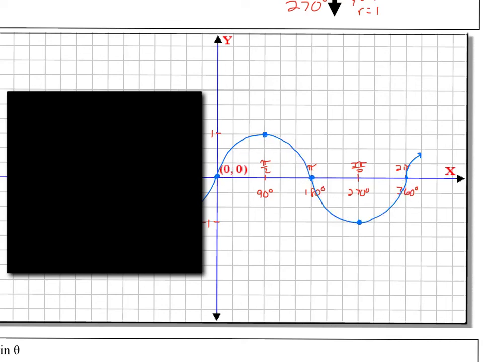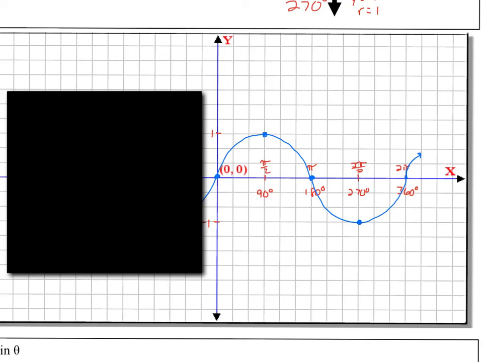If I take the ordered pairs that I had above up here in my notes, sine of 0 degrees is 0. So at 0 I put a dot on 0. Sine of 90 degrees is 1. So I put a dot on 1. Sine of 180 is 0. I put a dot on 0. Sine of 270 is negative 1. So I put a dot there. And sine of 360 degrees is 0. So I put a dot there.